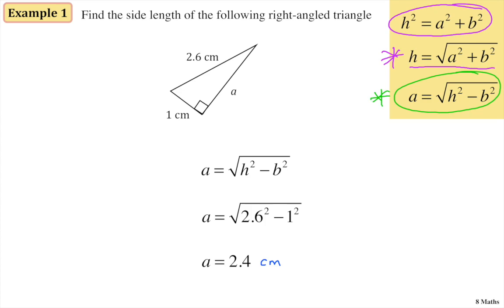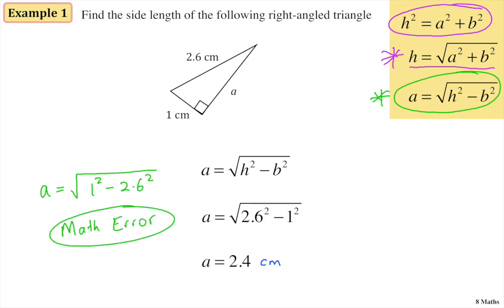Now, something I do want to point out is that if you did this question like this and put 1 squared minus 2.6 squared, the calculator would come up with math error. That's the calculator's way of saying there is no answer to this question. And the reason there's no answer is when you look under the square root sign, 1 squared minus 2.6 squared, if you try that in the calculator without the square root sign, you'll actually get a negative answer. And we can't take the square root of a negative number.